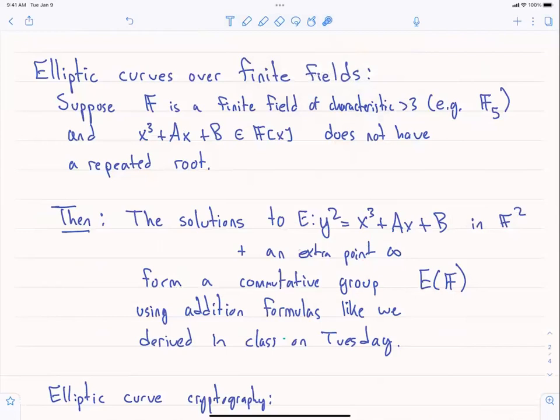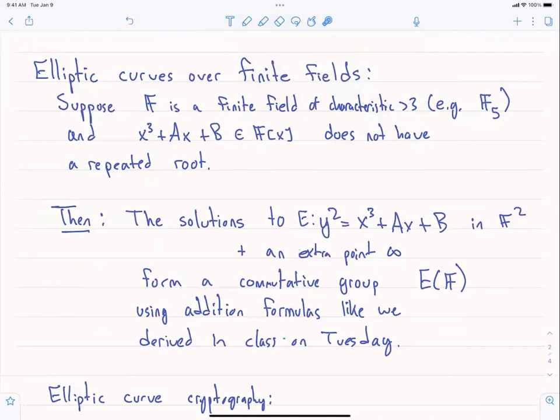Which is a little bit shocking at first, because the way we defined the group structure when we were looking at y squared equals x cubed plus 8 over the real numbers was very geometric. We drew lines and took intersections and flipped about the x-axis and so on. And because this description was geometric, it doesn't really make sense now over the field of 2 elements. What is a line over the field of 2 elements?